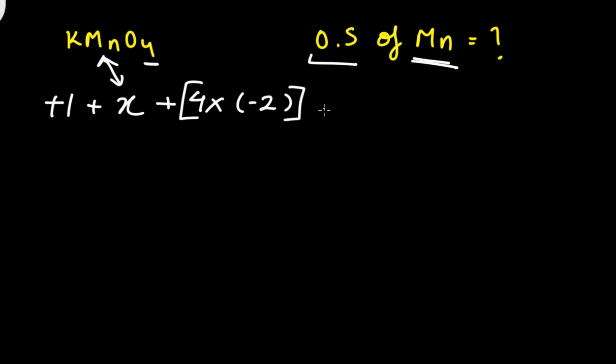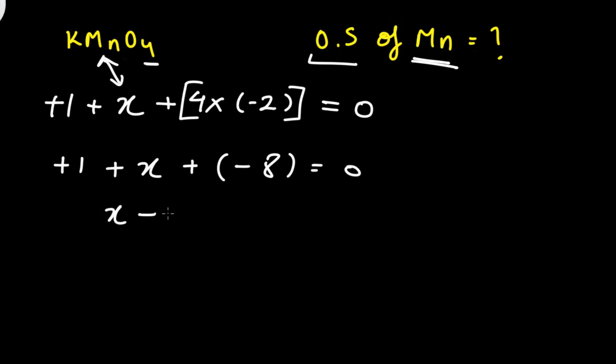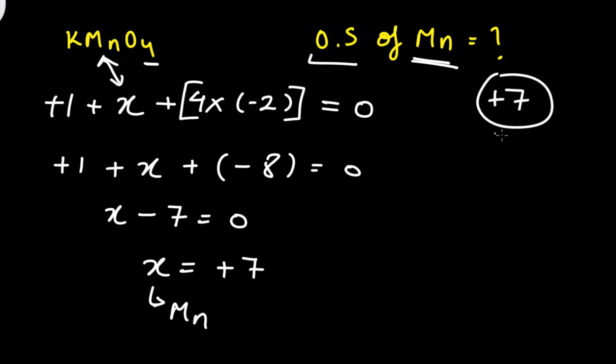Now according to the rules, the algebraic sum of the oxidation states of all the atoms should be equal to 0. So this is equal to 0. Now start calculating. +1 plus X plus -8 is equal to 0. X minus 7 is equal to 0. X is equal to +7. Here X is manganese. So the oxidation state of manganese is +7 in KMnO4. We are talking only about KMnO4. So this will be the oxidation state and that's how you have to calculate.